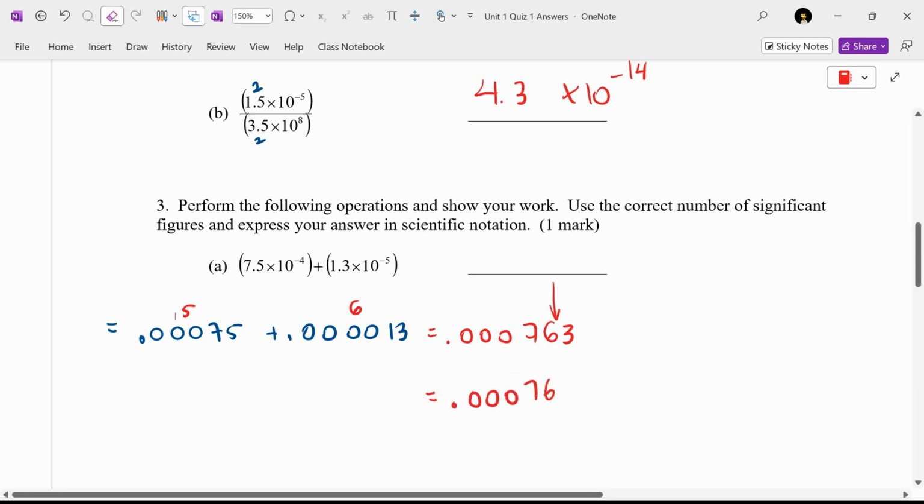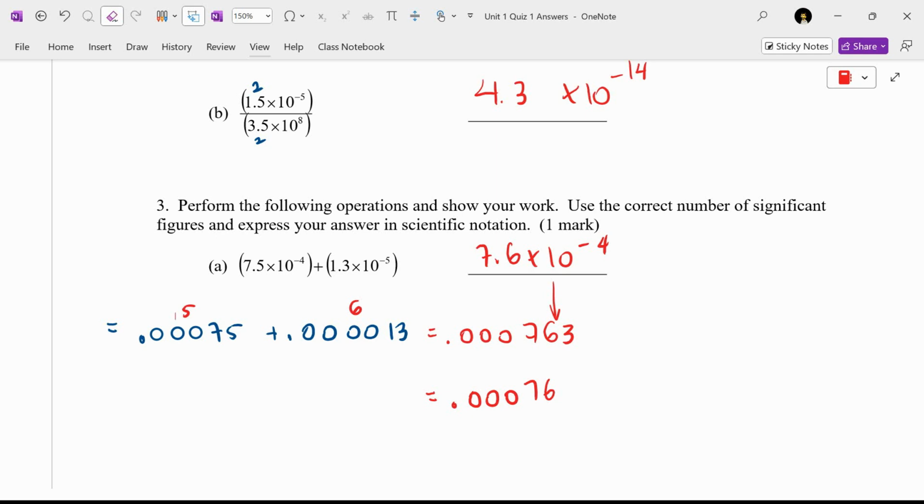Did they want me to leave it in standard form? No. I have to write this in scientific notation. Final answer, 7.6 times 10 to the negative 4. That's a tricky question, but I would also argue I didn't do anything new. I was just clever. I don't know how to do this, well, I'll turn it into something I already know how to do.